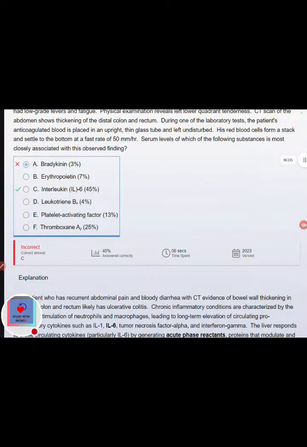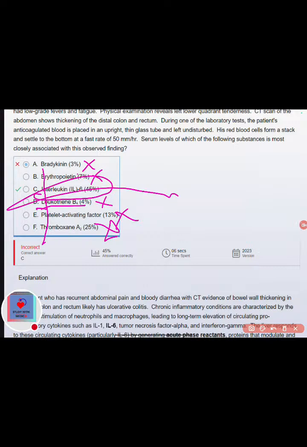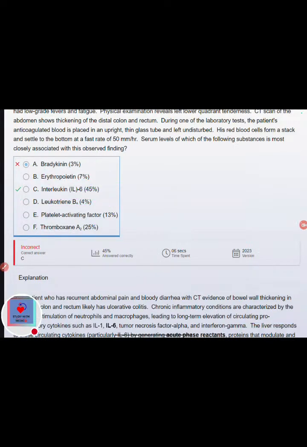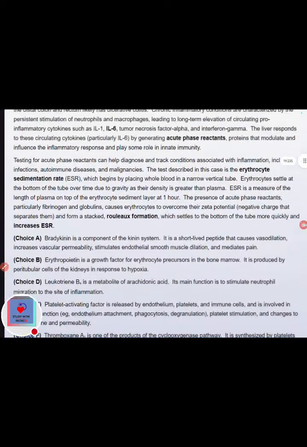So I think there are so many options in this question. We have discussed that bradykinin cannot be, erythropoietin never, leukotriene B4, no. The platelet activating factor and thromboxane A2, nothing. The answer is interleukin 6, which causes acute phase reactants. Okay.